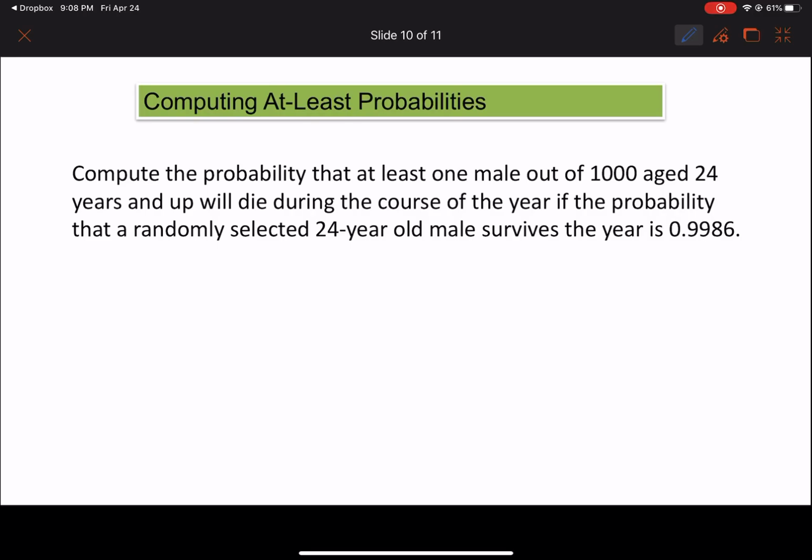So we're going to talk about at least probabilities. This is probably the thing that has caused the most trouble for students in the past, so I'm hoping that I can get it to you clearly. If not, make sure you ask me questions.